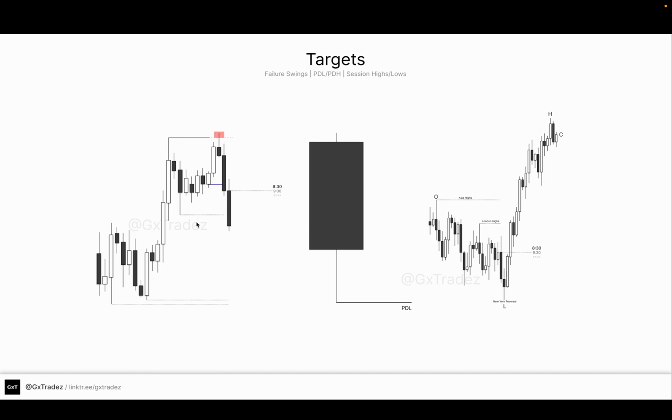So this is an example of price manipulating prior to the driver. So maybe forming the high of day, and we haven't yet expanded away from this high.